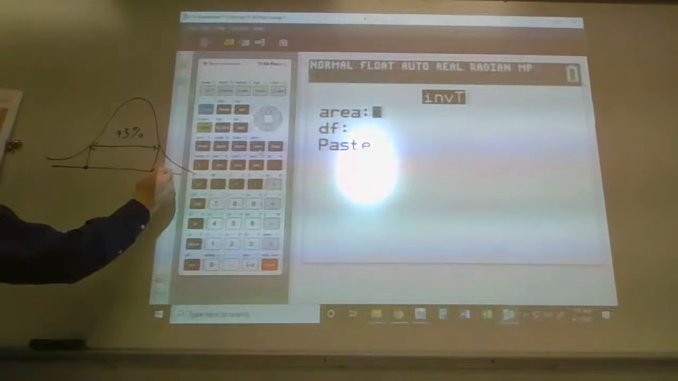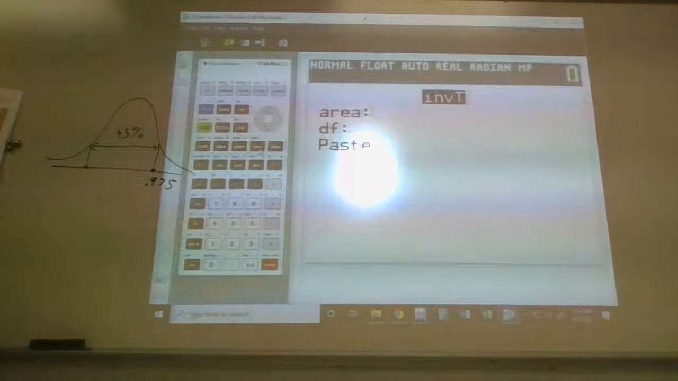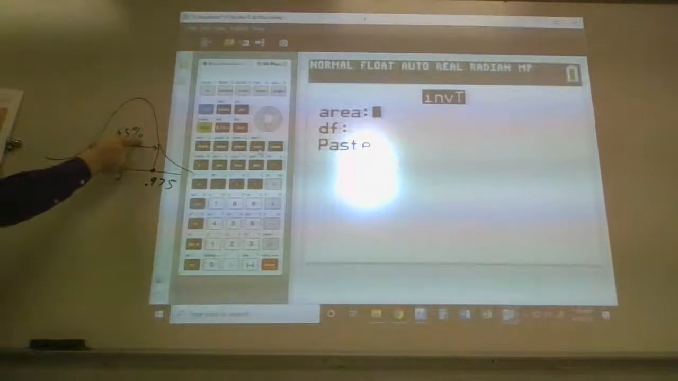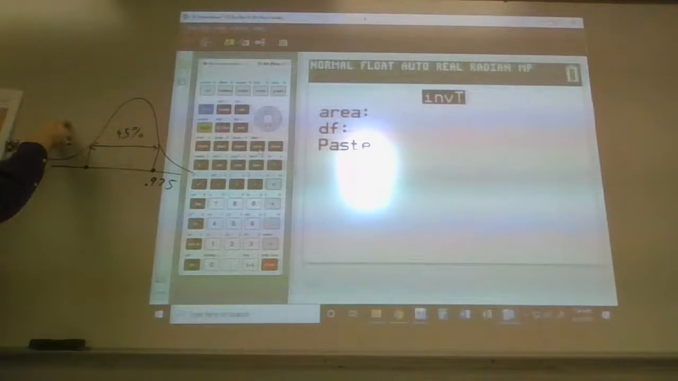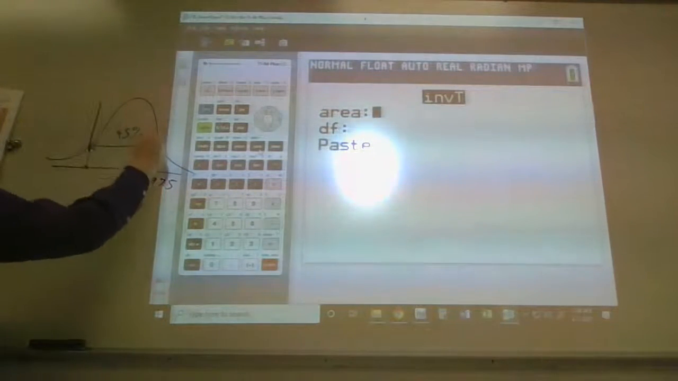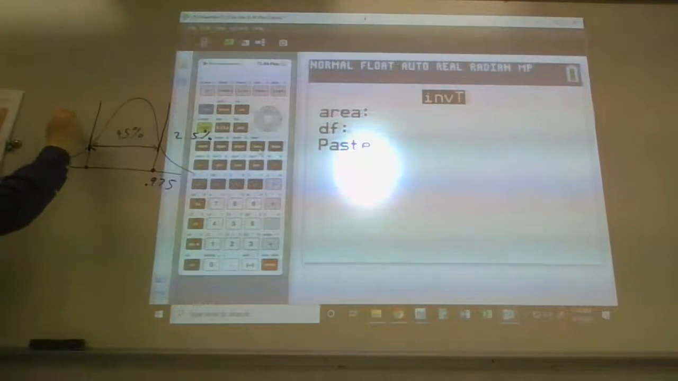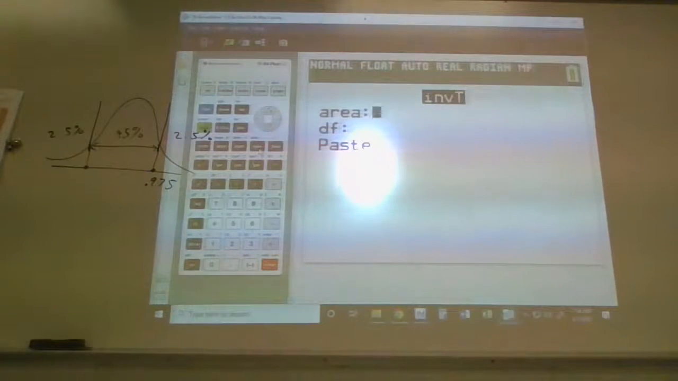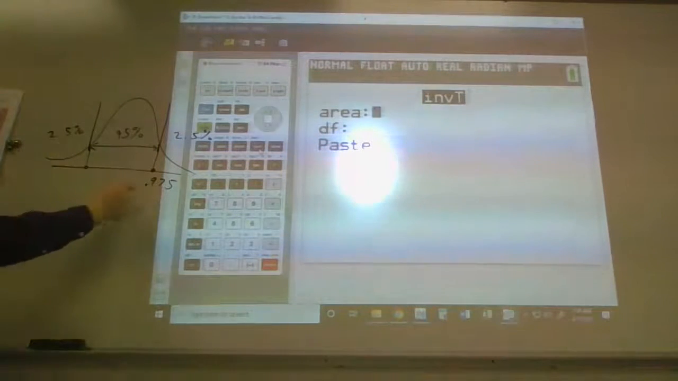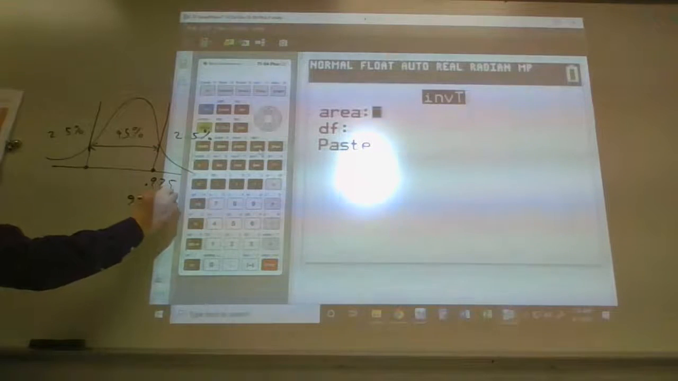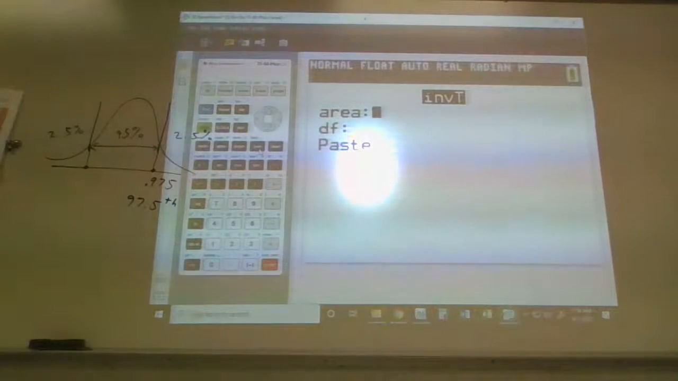This should be 0.975. The reason for that is because, again, you're capturing the middle 95%, meaning you're not capturing the outside 5%, which is supposed to be split up evenly to the left and to the right. Meaning this is the 97.5th percentile. That's what I have to type in.